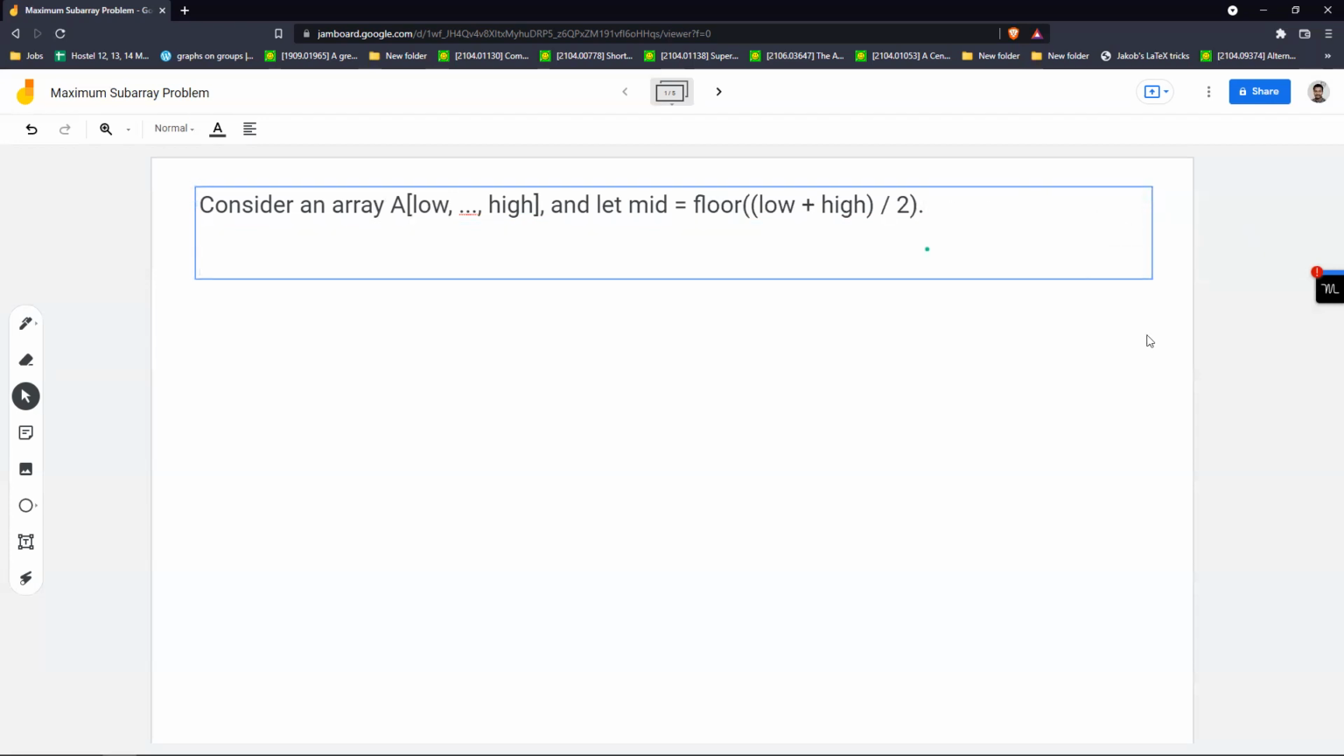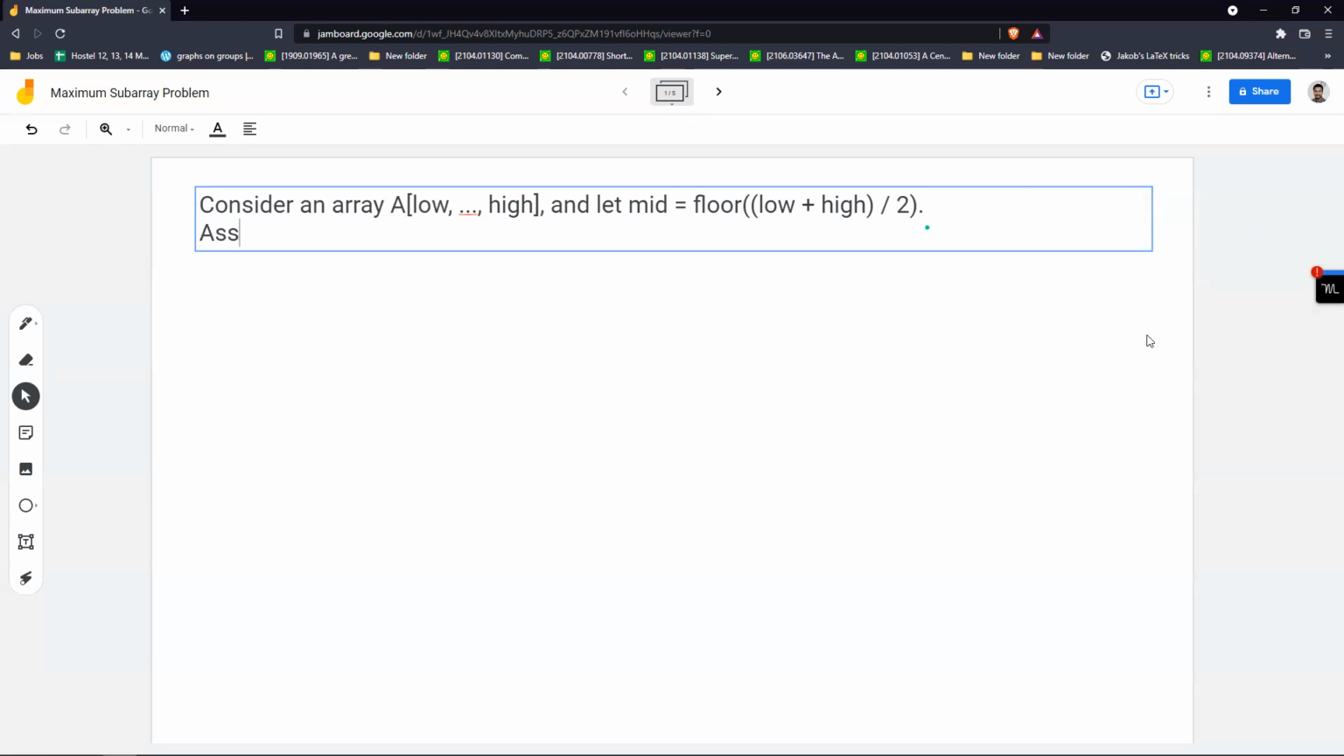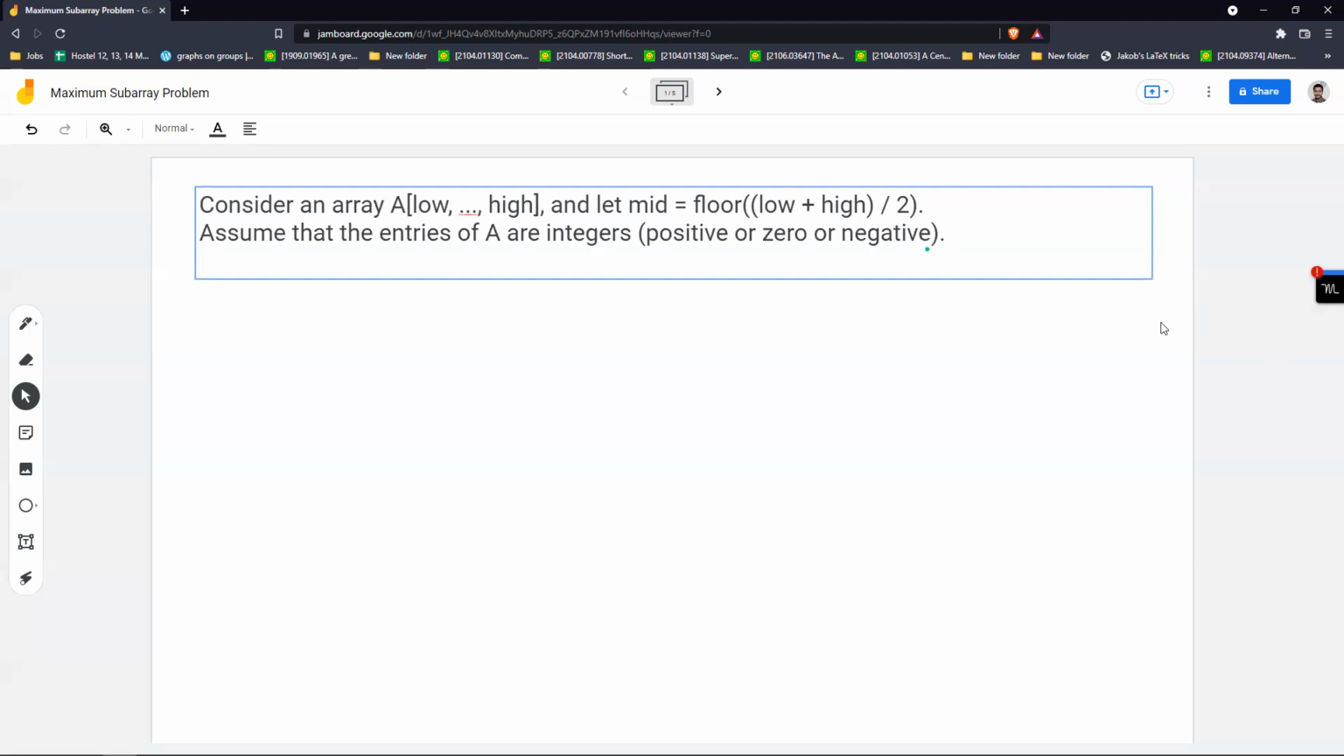What is a maximum subarray? So here is the thing. Assume that the entries of A are integers. This problem does not make much sense for only positive integers. Integers which could be positive or 0 or negative. This is important. Any sign is fine.